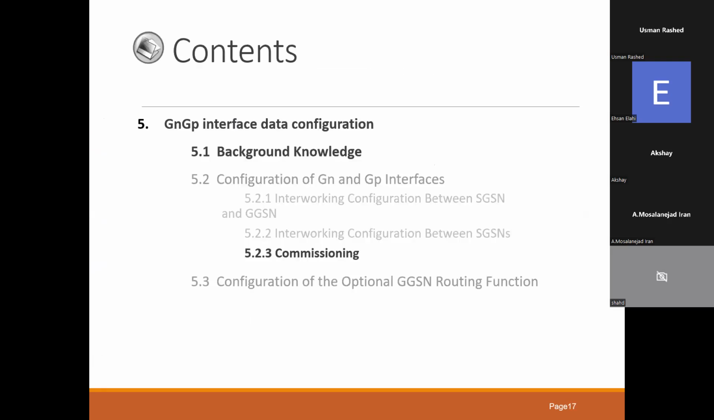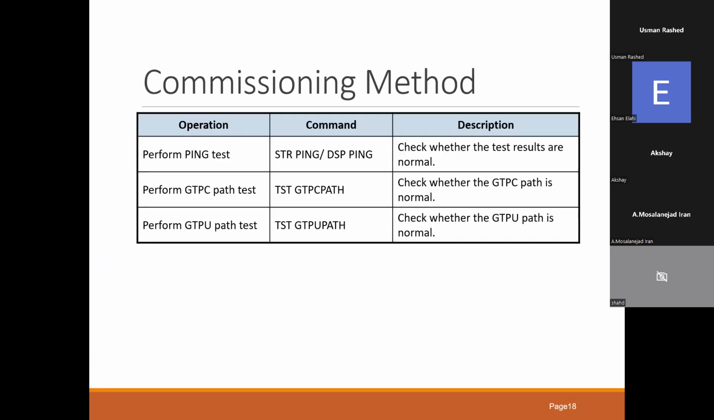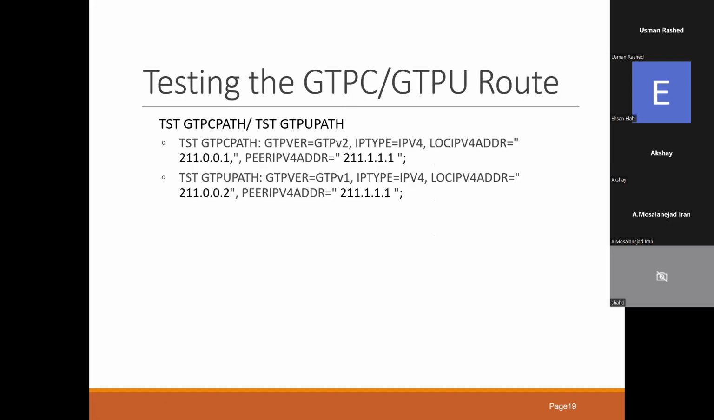Okay, so the commissioning method, the first one is to check the ping results. The other one is to test your GTPC path and the GTPU path. So for the GTPC path, the command is going to be like this. You specify which version, this is the version that is configured, and then you specify your local address, the SGSN address, and the GGSN address, or the other SGSN address. So you can execute this command and check if the result is successful or not. This will ensure that your routing is being successfully done.